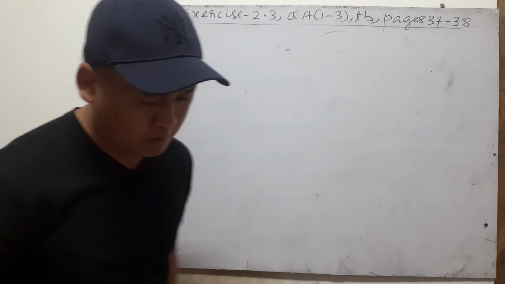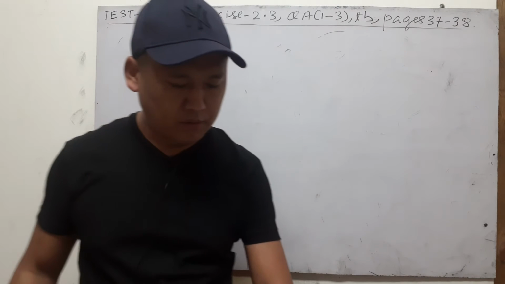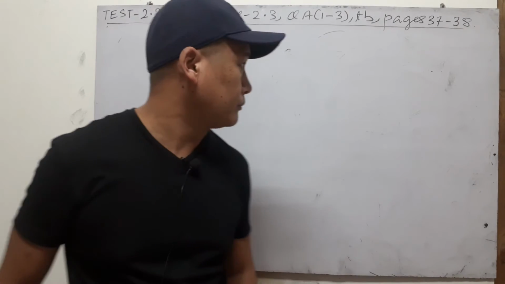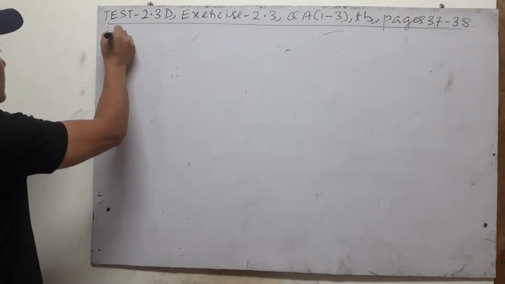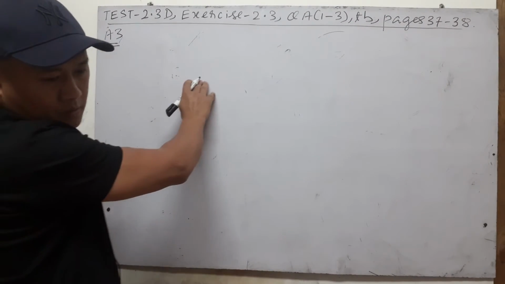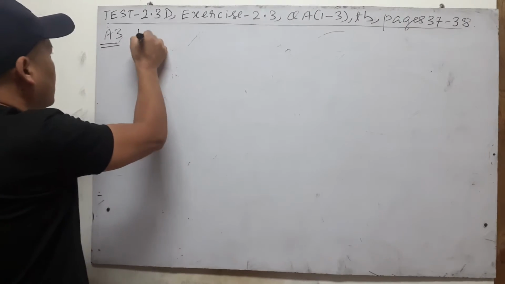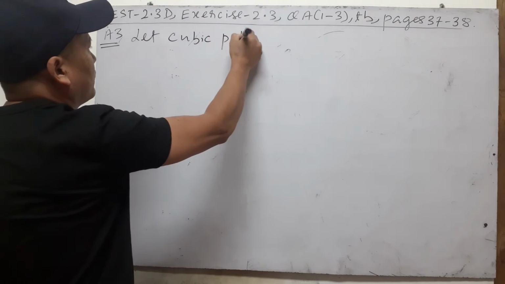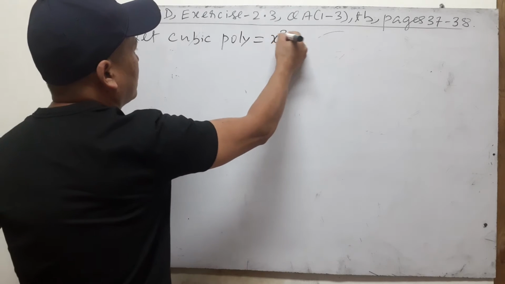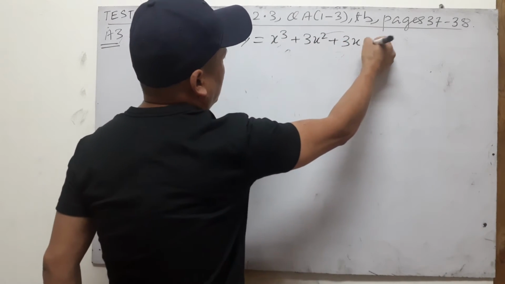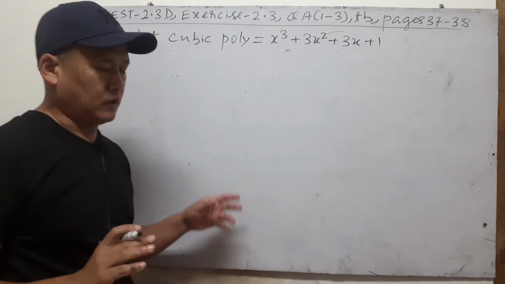Okay. The degree of the remainder when a cubic polynomial is divided by a quadratic polynomial. So A3. For this, let's say in the first case, let the cubic polynomial be equal to x cubed plus 3x squared plus 3x plus 1. Now what is a cubic polynomial?